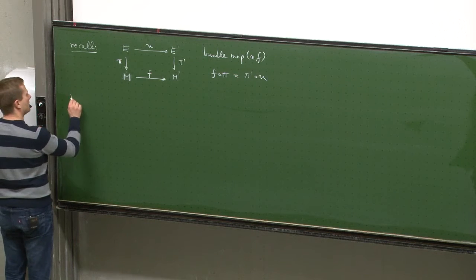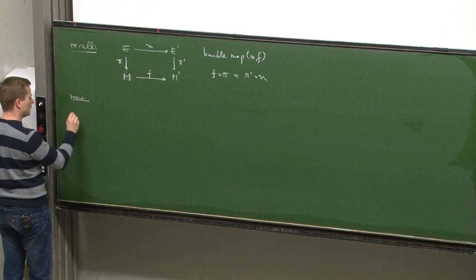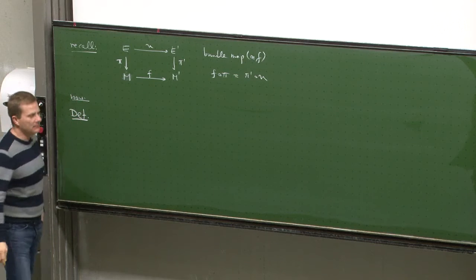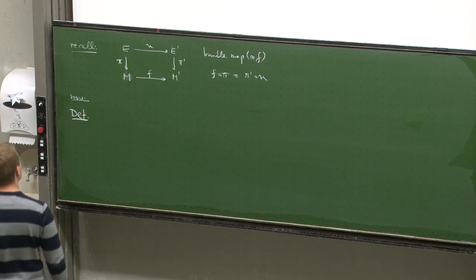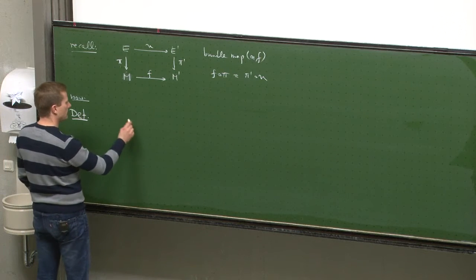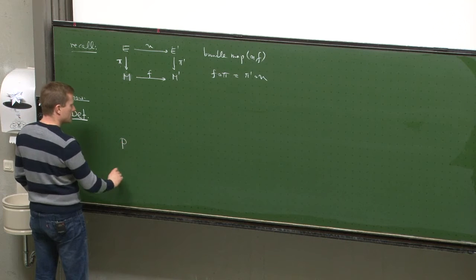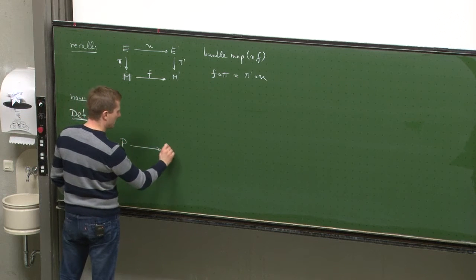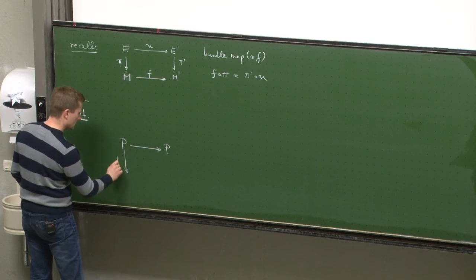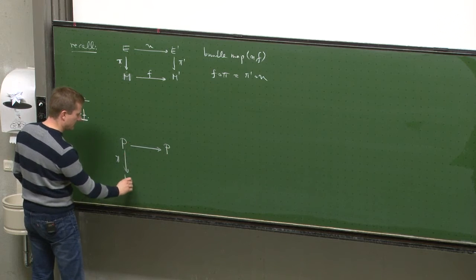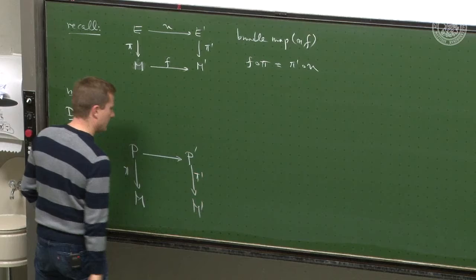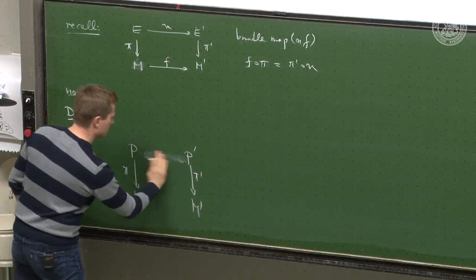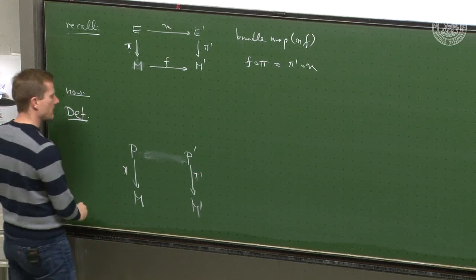Now, we want to define the notion of a principal bundle map, and a principal bundle certainly is a bundle, but it has additional structure that we've got to take into account. So I start a little lower here. If we have a principal bundle P down to M, and another principal bundle P prime down to M prime, we have two principal bundles.